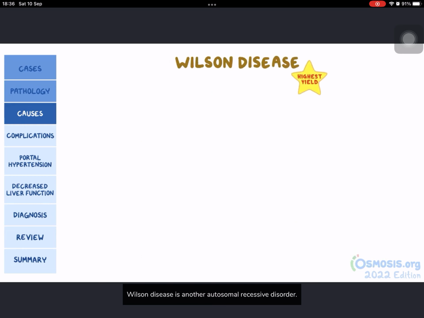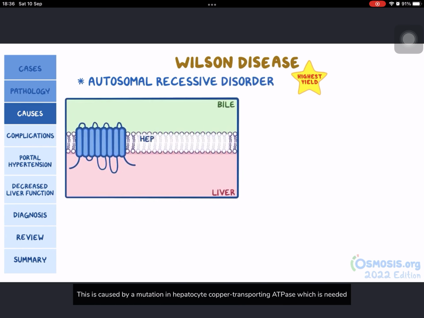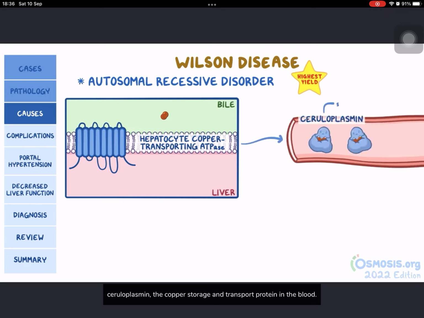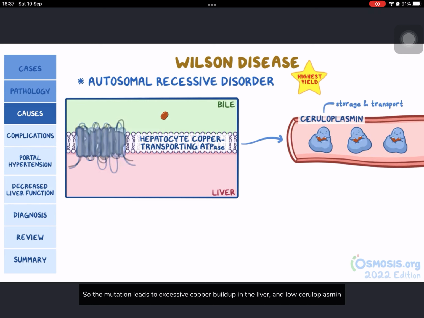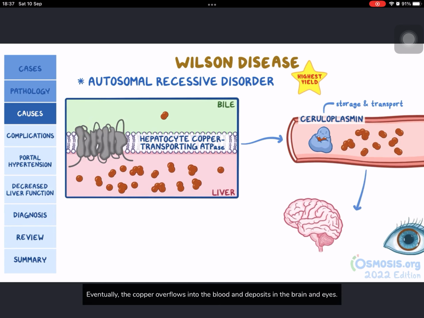Wilson disease is another autosomal recessive disorder. This is caused by a mutation in the hepatocyte copper-transporting ATPase, which is needed to move copper from the liver into bile for excretion, and it's also needed to synthesize ceruloplasmin, the copper storage and transport protein in the blood. So, the mutation leads to excessive copper buildup in the liver and low ceruloplasmin level. Eventually, the copper overflows into the blood and deposits in the brain and eyes.